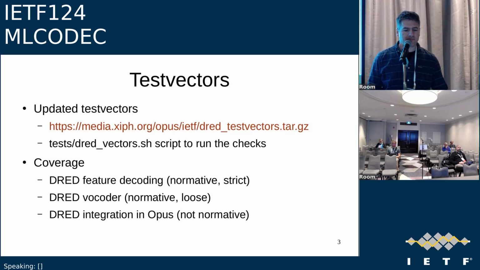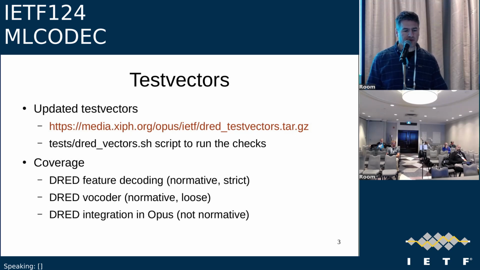And there's this dread_vectors.sh shell script in the main repo that can automatically run everything and compare. In terms of what the test vectors cover, there are 3 sets of tests that get run by the script, including the test vectors. The first one is Dread decoding, and that is a normative test, and it's quite strict. The bounds on the output are quite strict there, because you need to do exactly this decoding, essentially.